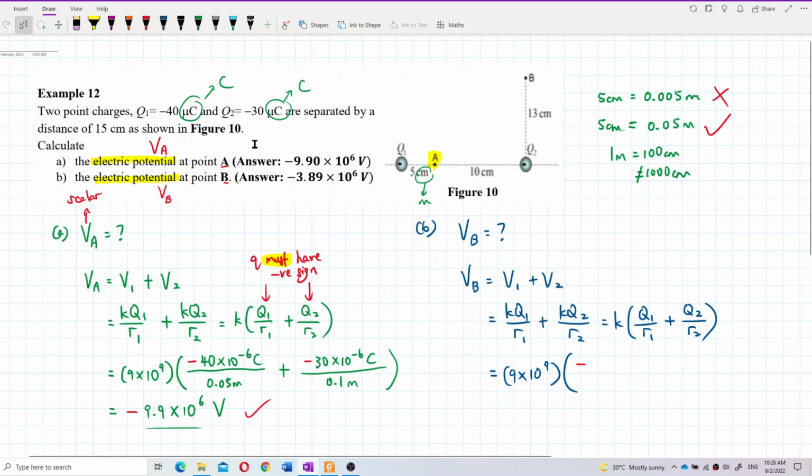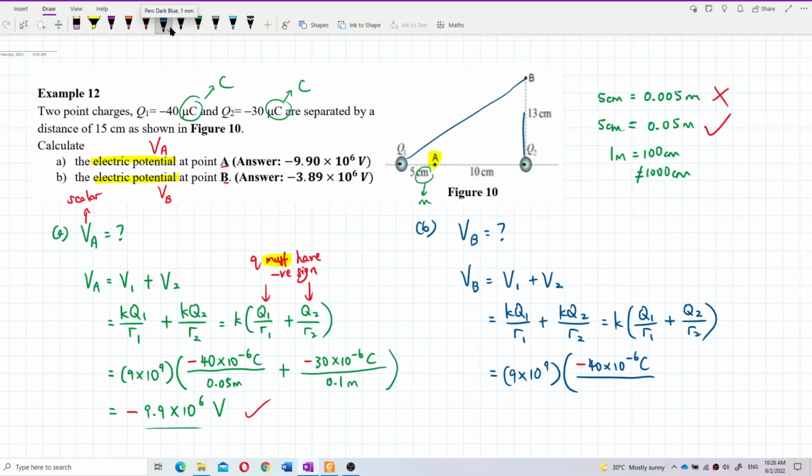Okay, now for this charge, again the same, from Q1 and Q2. So this one also negative, negative 40 exponent negative 6 coulomb divided by, okay, for Q1, how far is it from B? You need to find out the distance Q1 to B and also Q2 to B. Understand? Q1 to B and Q2 to B.